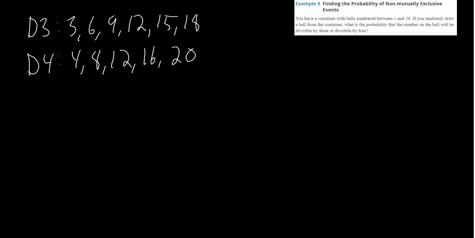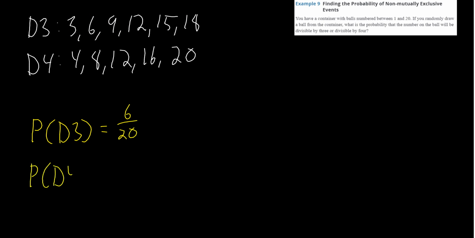Looking at our probabilities here, the probability of drawing a number divisible by 3 looks to be 1, 2, 3, 4, 5, 6. There are 6 of them, so 6 out of 20. The probability of drawing one divisible by 4 is 1, 2, 3, 4, 5, so 5 out of 20.